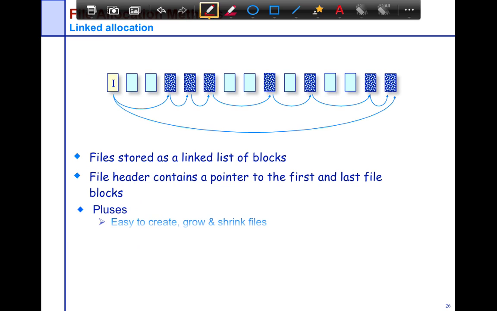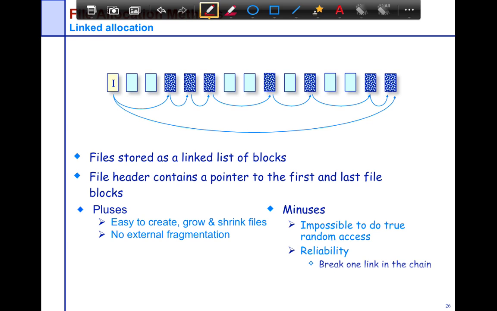The pluses are it's easy to create, grow, and shrink the files, and there is no external fragmentation. The minuses are it's impossible to do true random access. For example, if you want to get to this one, you'll have to follow 5 pointers to get here. And so as you go lower down the file, and if you go backward, it's very hard to do random access.